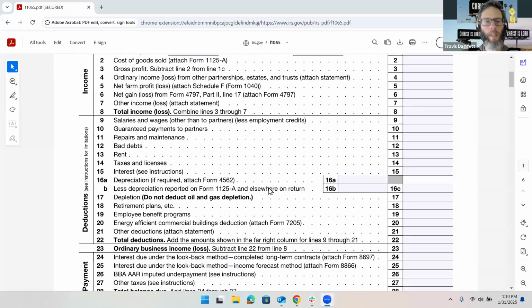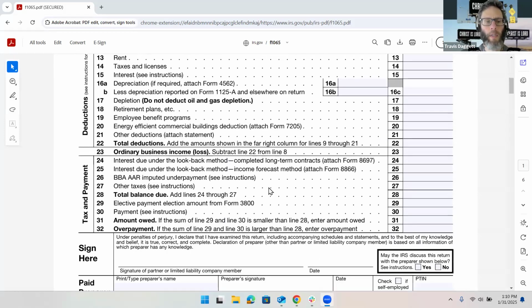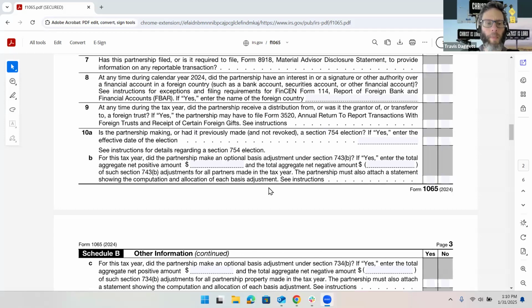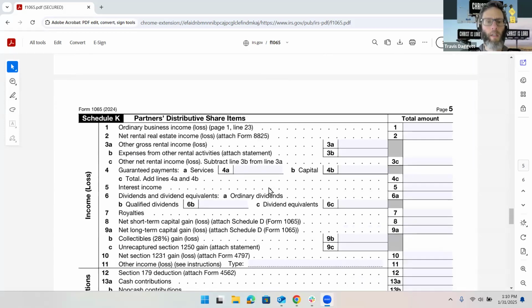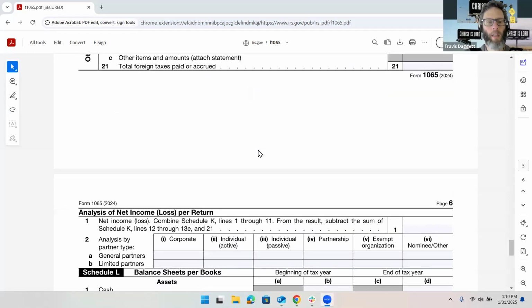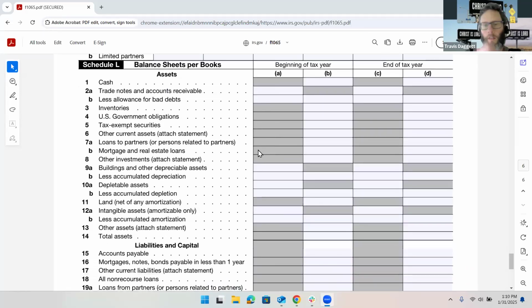Similarly to a Schedule C, as part of a 1040, you have the income and deductions or expenses. There's another schedule in here, Schedule B. And then the Schedule K we'll talk about later. What I want to focus on is the Schedule L. So this is where the business has a balance sheet. And this is important because this should, for the most part, match your books, whether that's in QuickBooks Online or something else.